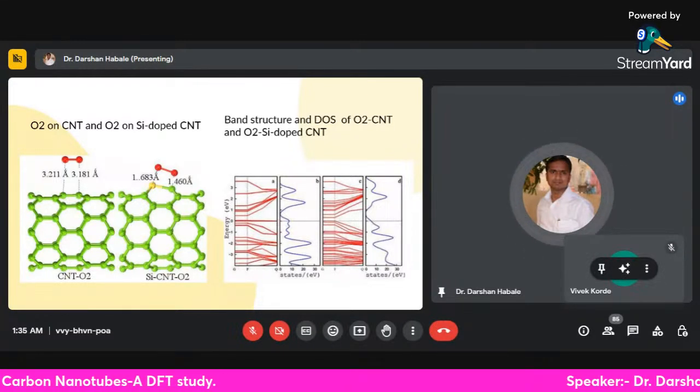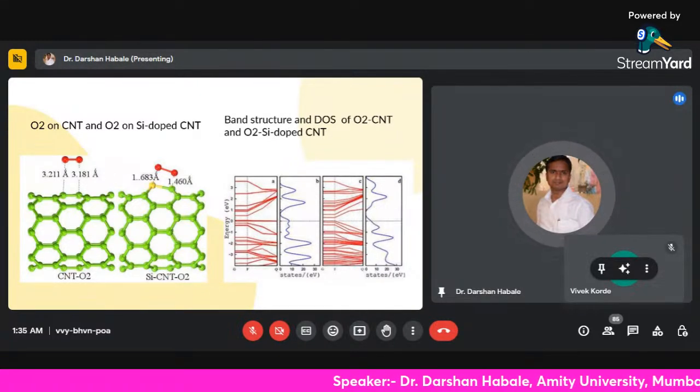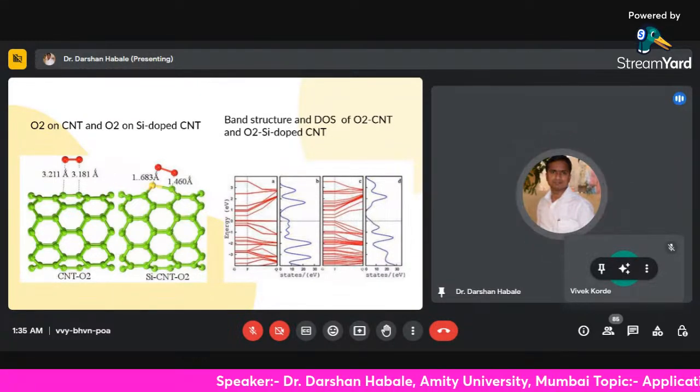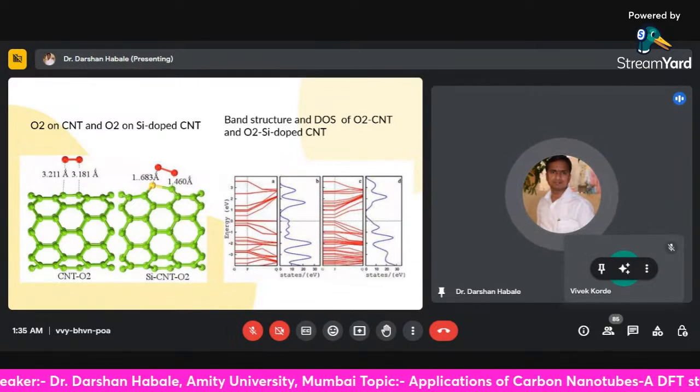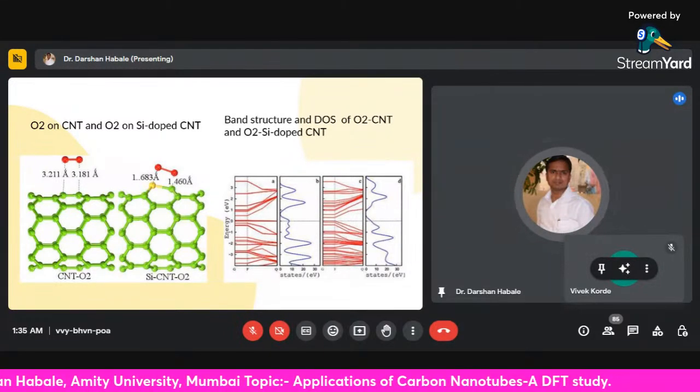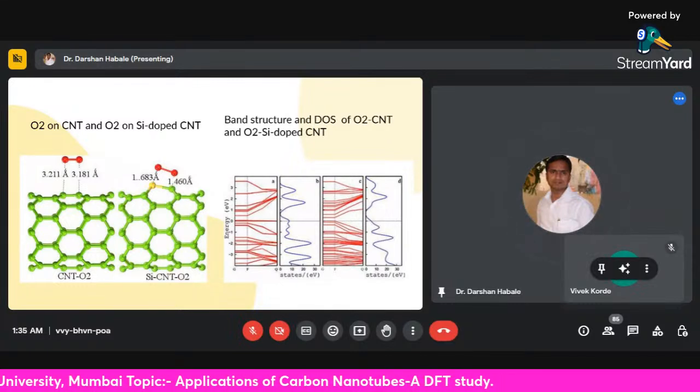This forms sigma bonds with silicon 3p and carbon 2p atoms. So it forms a bond with the carbon and also a bond with the silicon atom. The bond lengths between them, as already mentioned, are 1.6 and 1.4 angstrom.